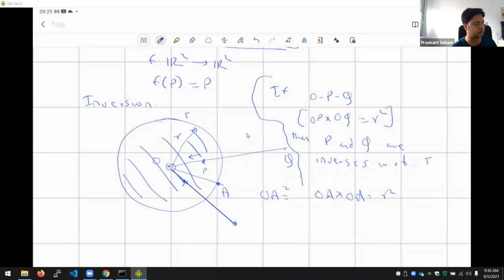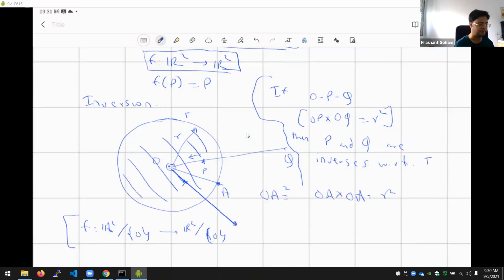So what I showed earlier about the function going from R square to R square is strictly not true in inversion. In inversion, the domain has to be R square minus the center of your inversion. So it's a function from R square minus the center of inversion again to R square minus the center of inversion. So the center has no image as well as no pre-image. This is the function of inversion.